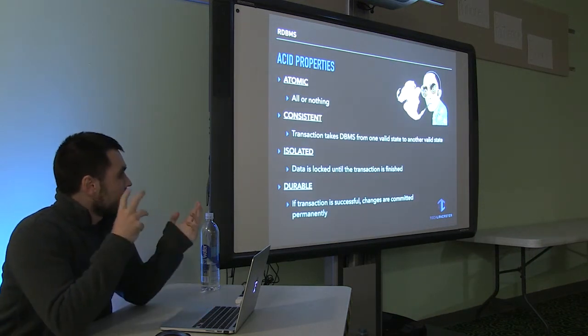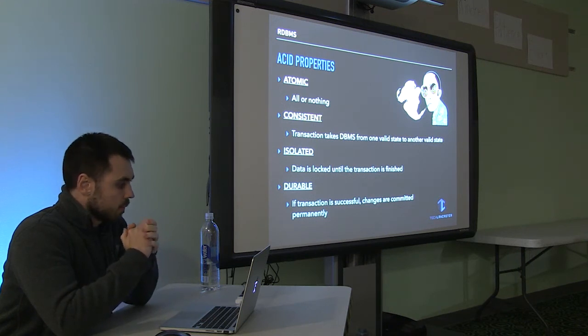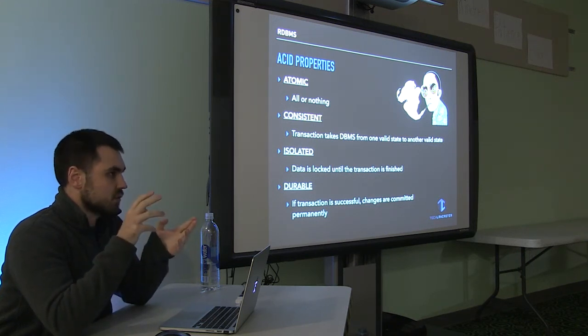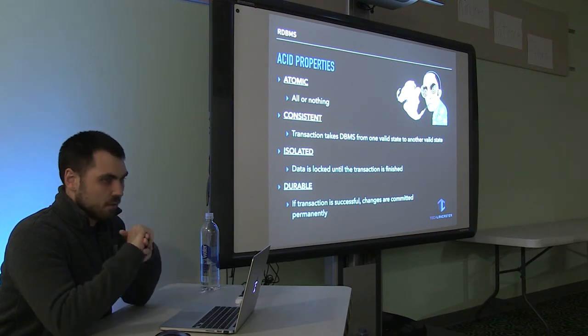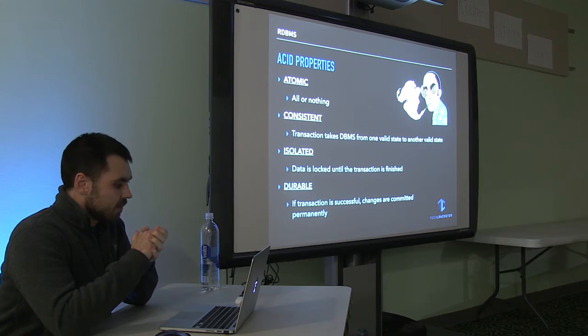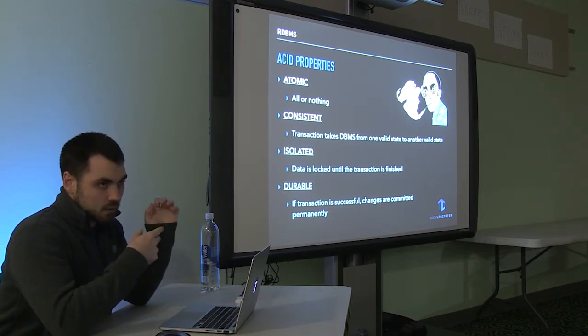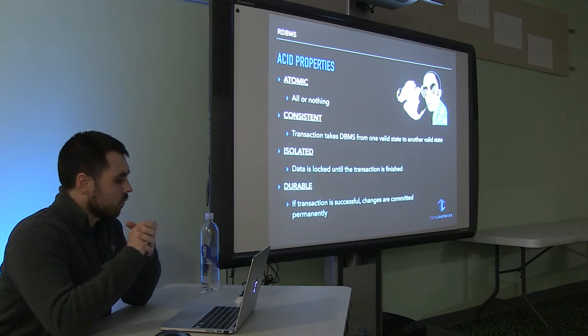The reason that relational databases were developed was because we really wanted consistency with data. If we had a transaction, we absolutely wanted to make sure that that was permanent. So relational databases follow ACID properties. And ACID means atomic, consistent, isolated, and durable.